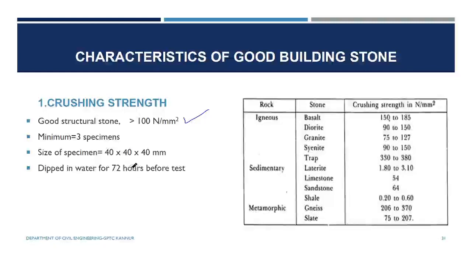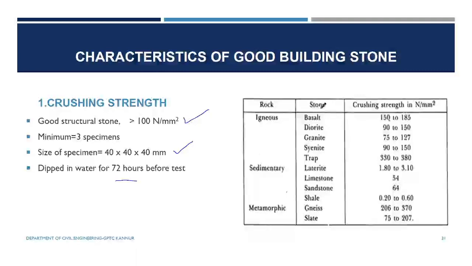One point you have to notice is that while testing, the specimen should have been dipped in water for 72 hours. Only then can the test be conducted. The 72 hours is very important. You need not study all these testing procedures; you only have to write down the characteristics of good building stone. So it should be greater than 100 Newton per mm square.